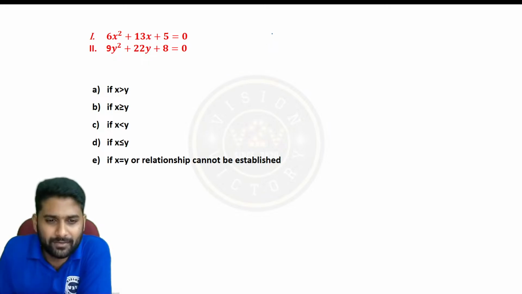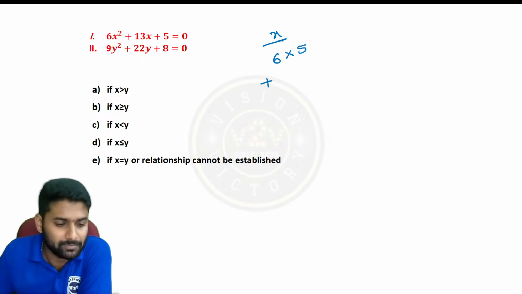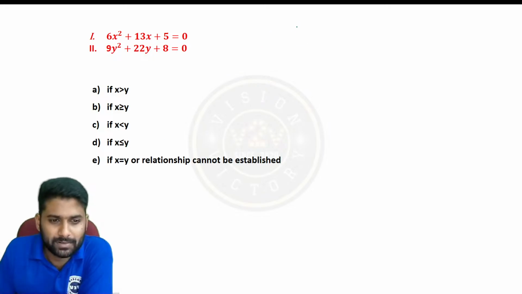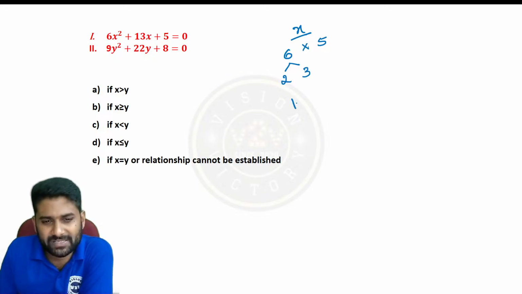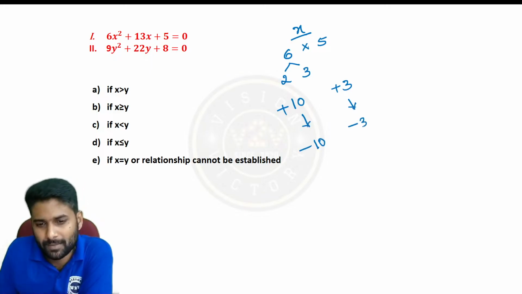Next, find the x factors here. 6, 5. 6 fives are 30. Now see here, 6 and 5. Now you can take this value as 2 into 3. It means 10 and 3 are the initial factors. And the final factors are minus 10, minus 3, divided by 6.